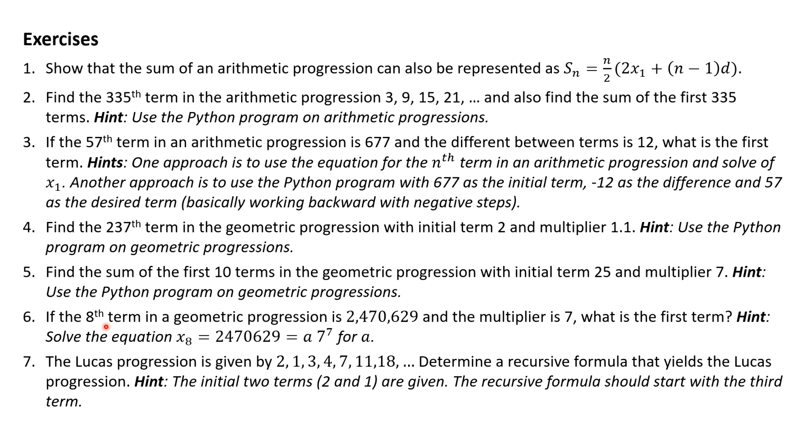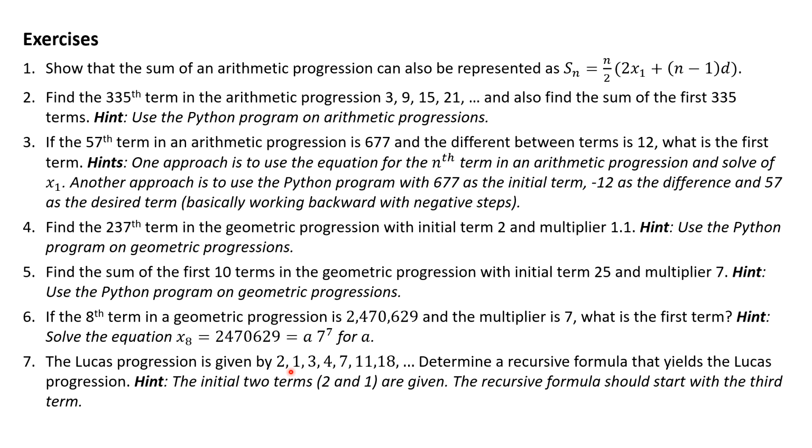Problem number 6, if the 8th term in a geometric progression is this number here, 2,470,629, and the multiplier is 7, what is the first term? And I just wrote down here, this is the equation for the 8th term. We're told it's this number here, and then the equation is a times the 7, the multiplier, to the n minus 1, so it'll be 8 minus 1. And so all you need to do is raise 7 to the 7th power. You can do that on a calculator and then divide it to here and solve for a.